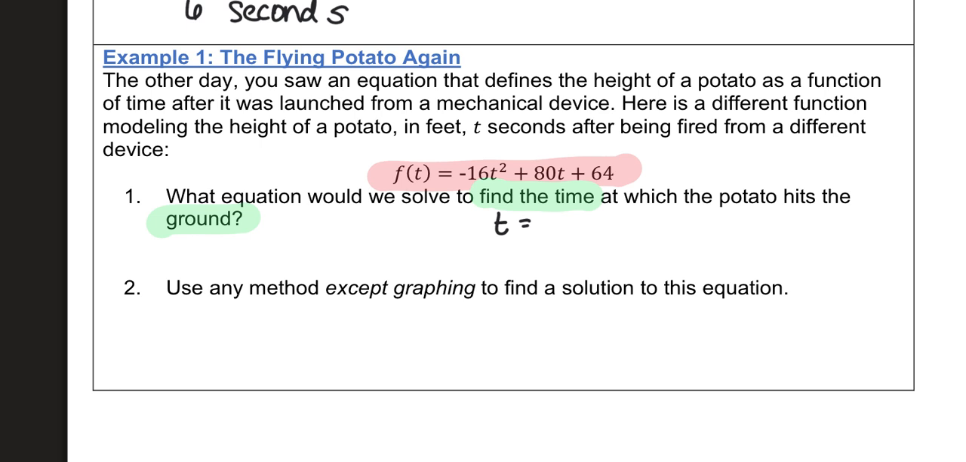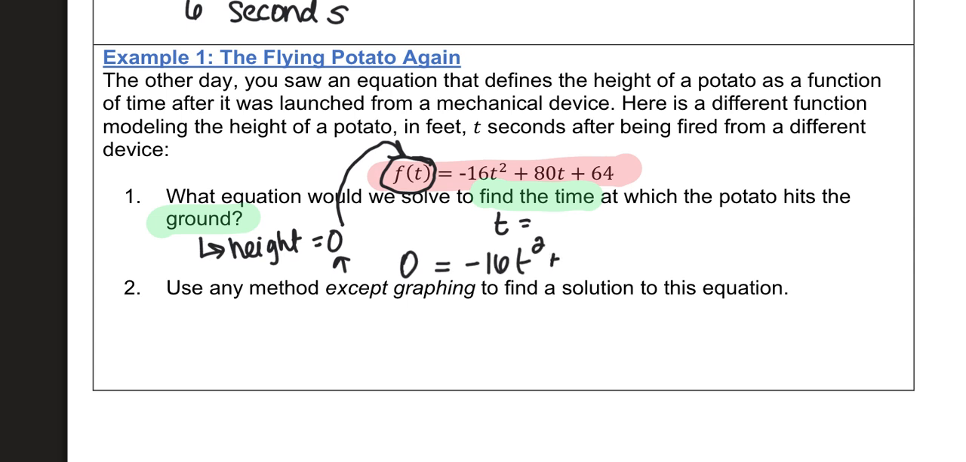So what is the height when something is on the ground? The height is 0. So that means this is my output. So we need to plug that in for the output of our equation. All we're asking here is to find the time, the equation for when the potato hits the ground. So we would just say 0 equals negative 16t squared plus 80t plus 64.